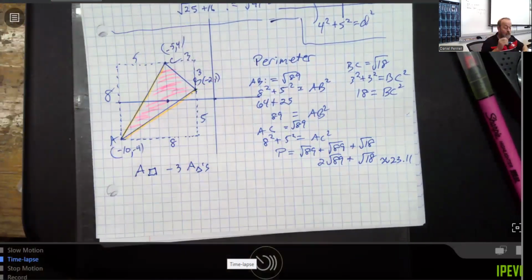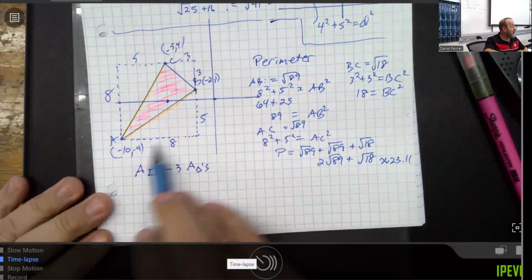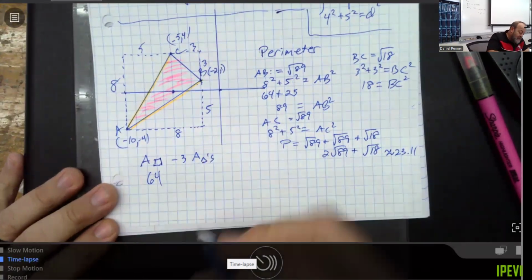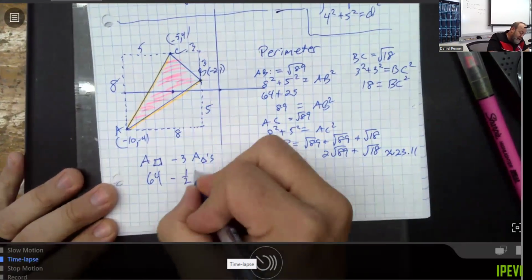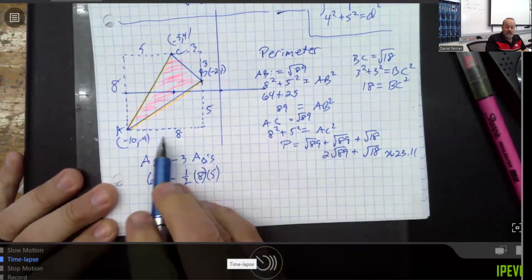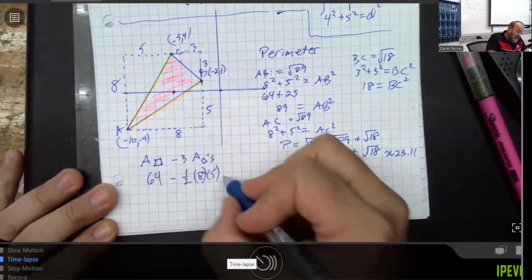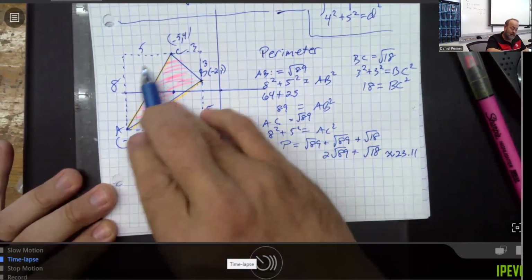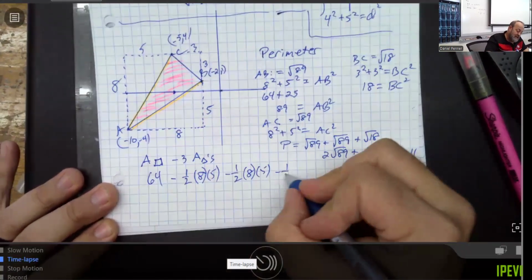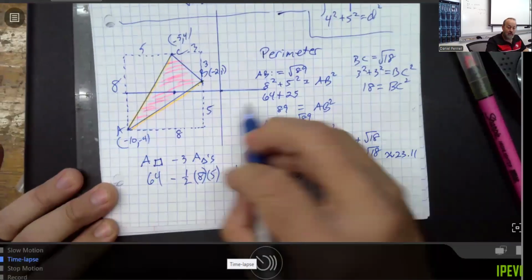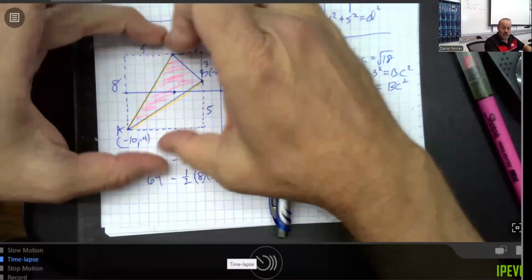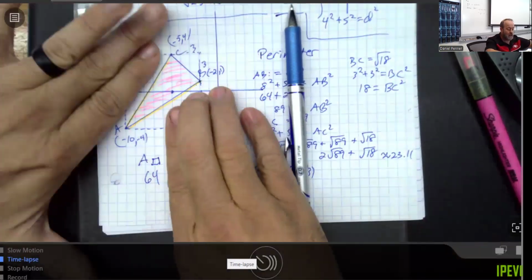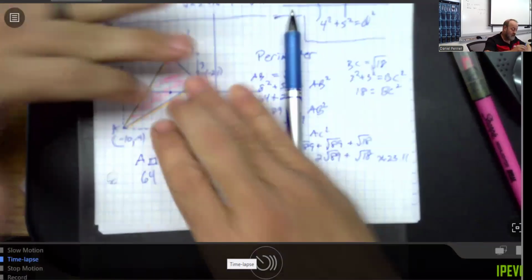So you want to remember that this big figure right here is an 8 by 8 square, so its area is 64. And then we had 1/2 base times height, which would be the area of this triangle. Then we have 1/2 base times height, which would be the area of this triangle. And then 1/2 base times height, which would be the area of this triangle. So if you picture you started with a square and you cut off that triangle and threw it away, and this one, all you'd have left is that one piece.